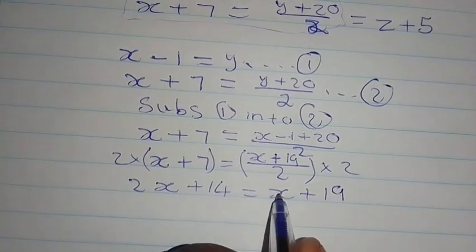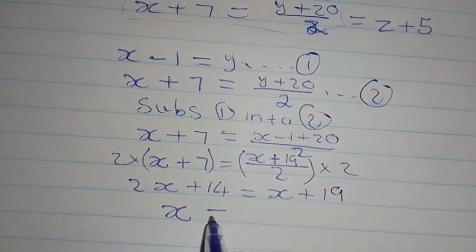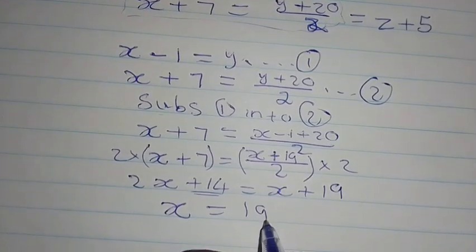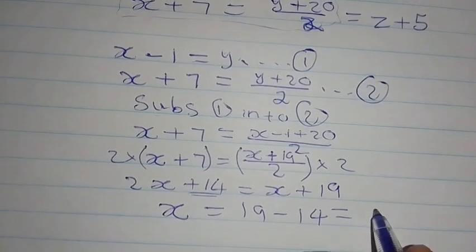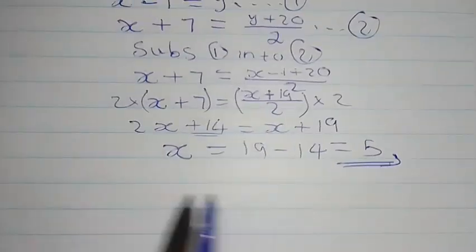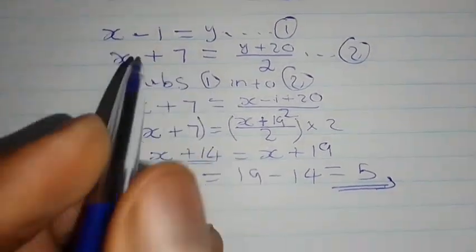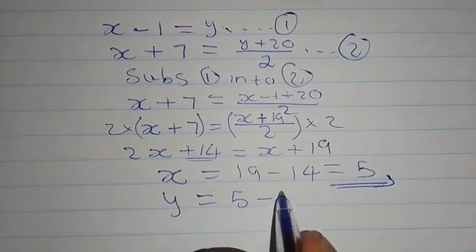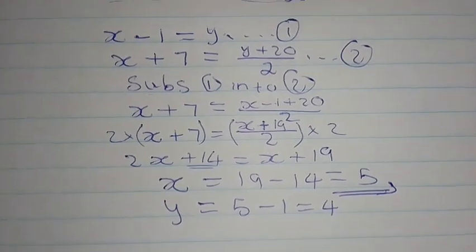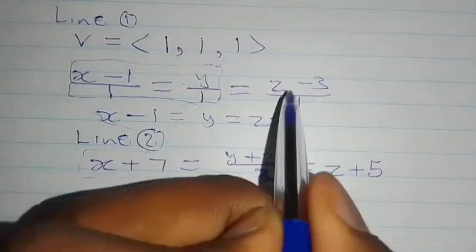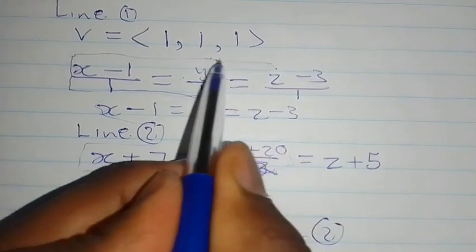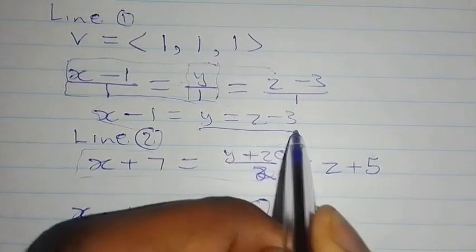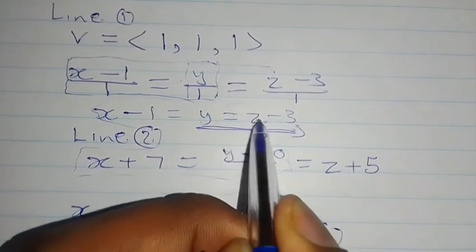And then we can take this to that side, then we just have x, and we can take this to that side, then we'll have 19 minus 14, which will simplify to 5. So that means x equals 5. And then remember, y equals x minus 1, so y will be 5 minus 1. That will give us 4. And now how do we get z? From this equation, we can take an equation. Remember, the simplified version of the equation is this one, y equals z minus 3.